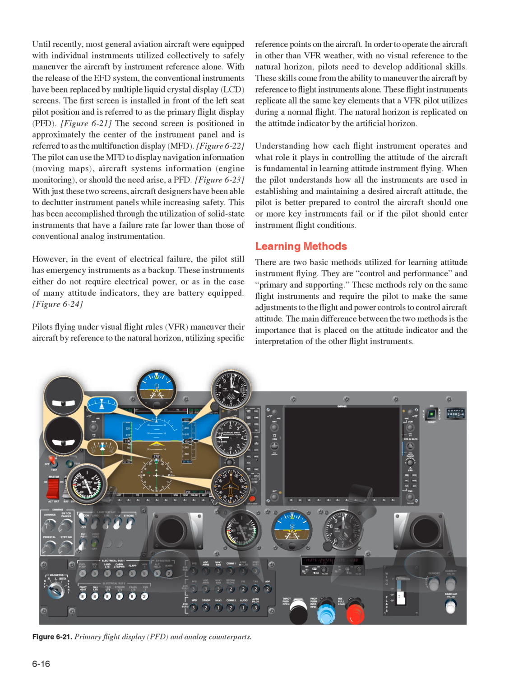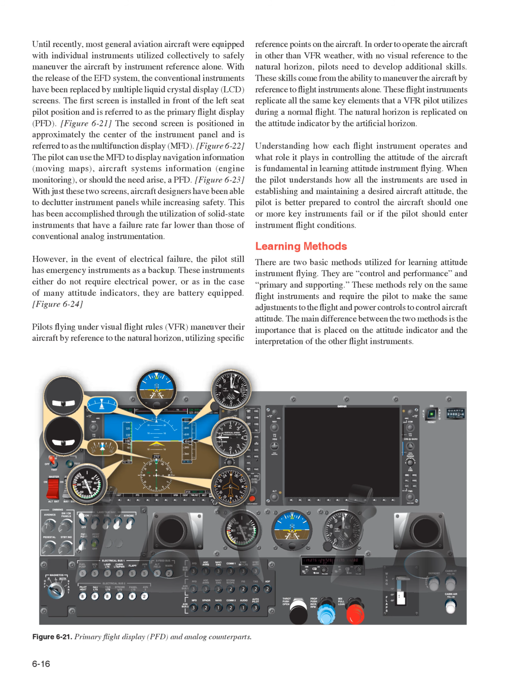Figure 6.24. Pilots flying under visual flight rules, VFR, maneuver their aircraft by reference to the natural horizon, utilizing specific reference points on the aircraft. In order to operate the aircraft in other than VFR weather, with no visual reference to the natural horizon, pilots need to develop additional skills. These skills come from the ability to maneuver the aircraft by reference to flight instruments alone. These flight instruments replicate all the same key elements that a VFR pilot utilizes during a normal flight. The natural horizon is replicated on the attitude indicator by the artificial horizon.